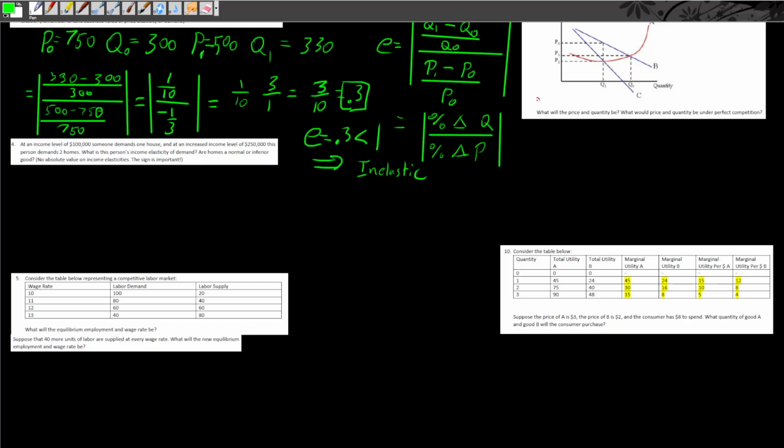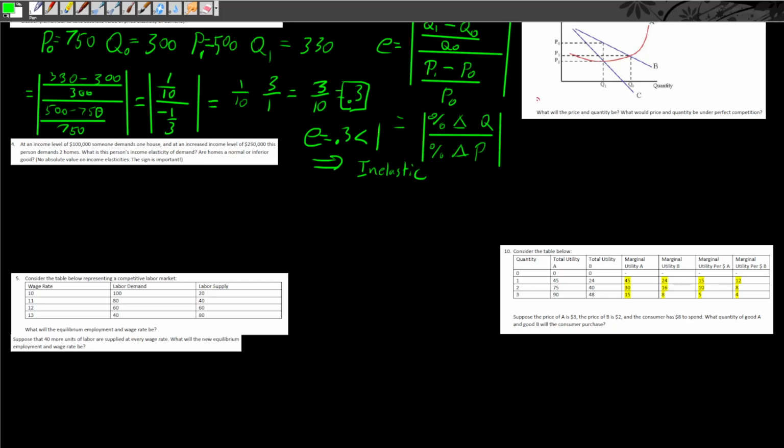So here's number 4. At an income level of $100,000, someone demands one house. At an increased income level of $250,000, this person demands 2 homes. What is the person's income elasticity of demand, and are homes a normal or inferior good? So since this is an income elasticity, we cannot take the absolute value because the negative sign tells us whether the good is a normal good or an inferior good.